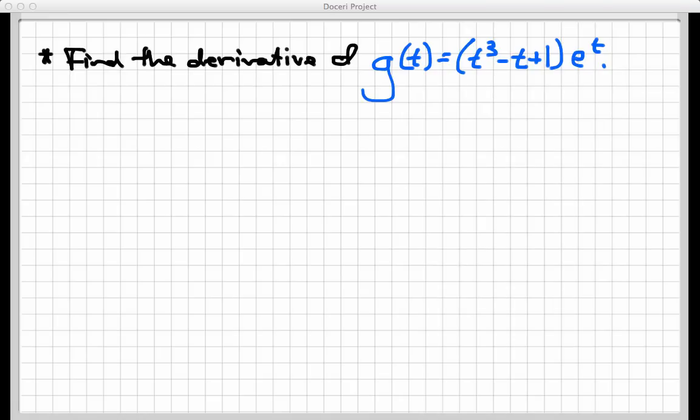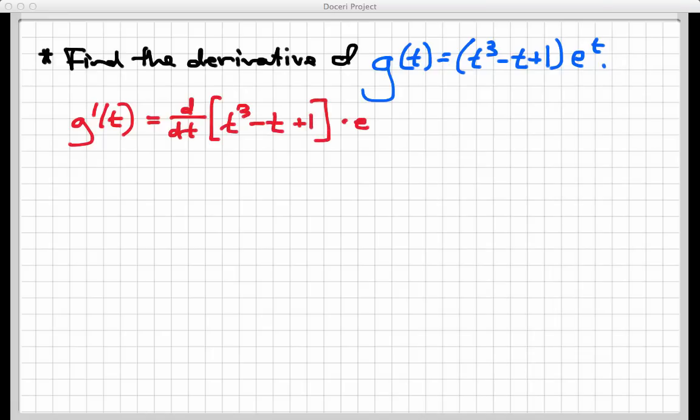The product rule, again, would say that g prime of t is, just to write it out, the derivative with respect to t, that's the name of my variable now, t, not x, derivative with respect to t of the first function, t cubed minus t plus 1, times e to the t, plus, now here's the second wave of the product rule, it would be the first function, t cubed minus t plus 1, times the derivative with respect to t of the second function.